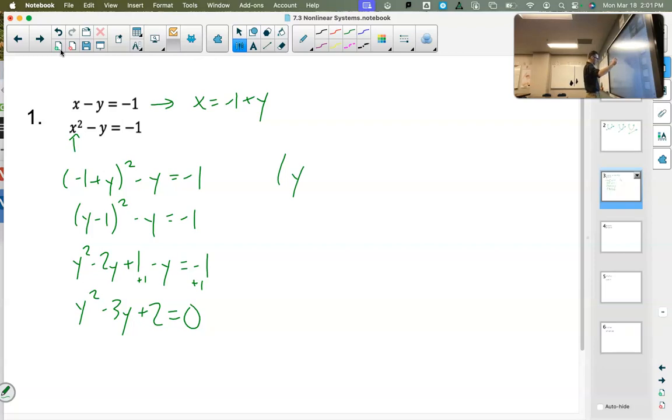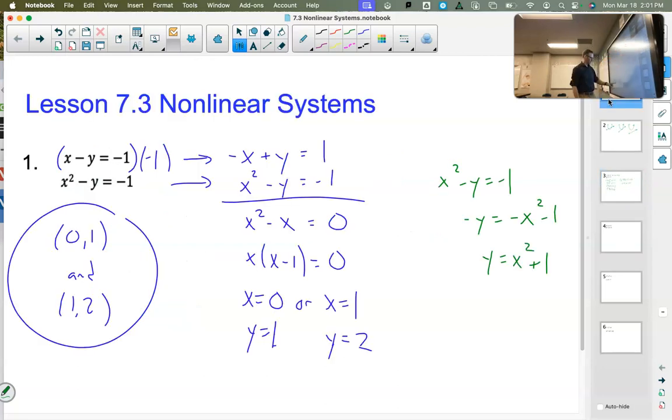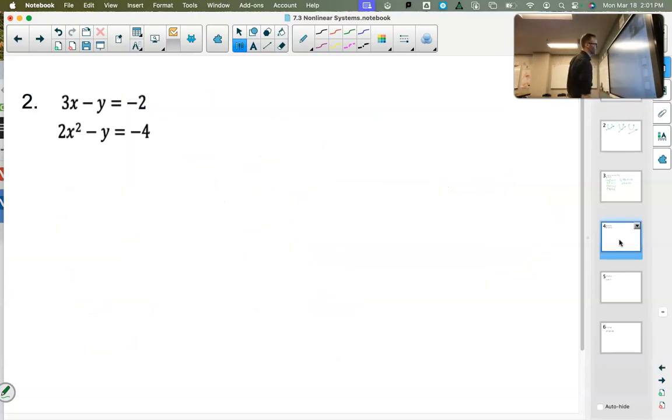That's y minus 2, y minus 1, which gives us y equals 2 or y equals 1, which are the same two y values that we had when we solved it the first time. Just now we'd have to go back and get the x's. So substitution still works. Now let's look at another one.